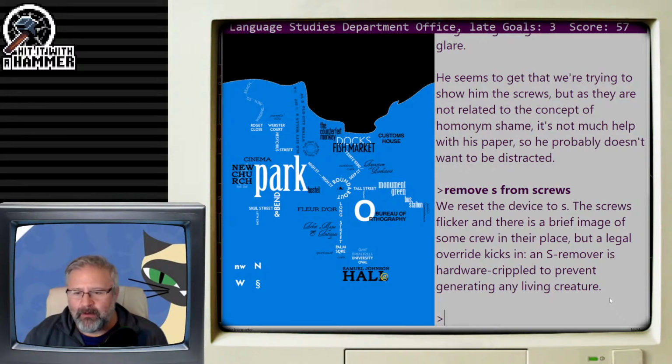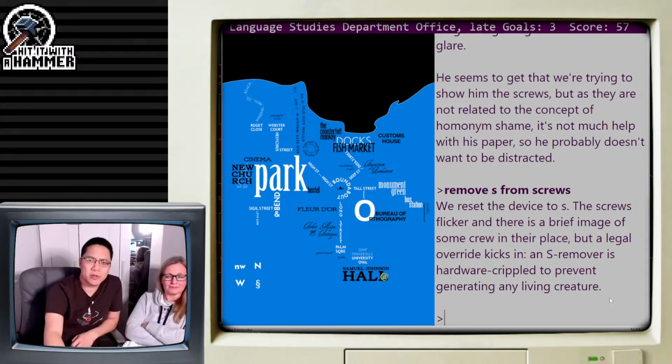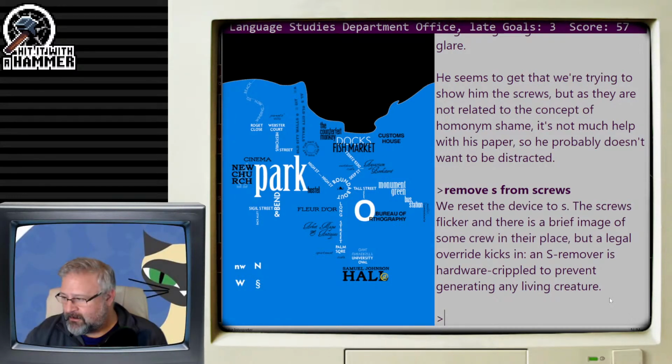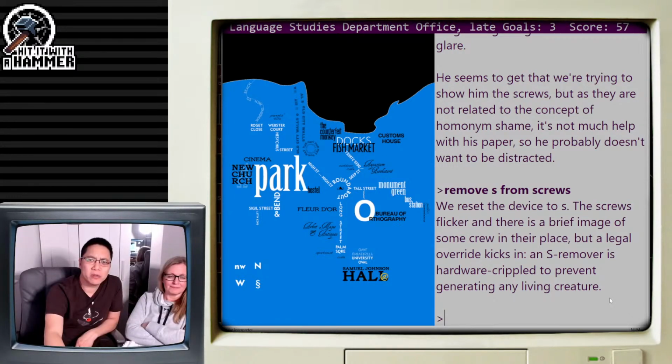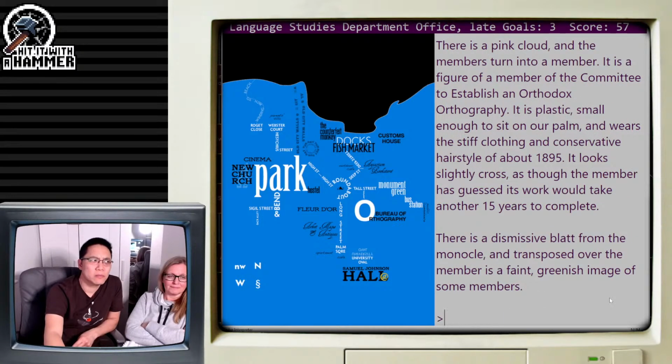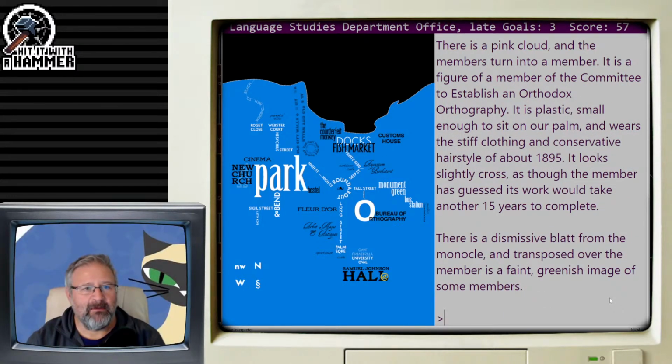If anything, member, I would have thought, would be a more... Yeah, but did we try with that member? Just member. Yeah, so remove the S from members. There's a pink cloud and the members turn into a member. It's a figure of a member of the committee to establish an orthodox orthography. It is plastic, small enough to sit on our palm, and wears the stiff clothing and conservative hairstyle of about 1895. It looks slightly cross, as though the member has guessed its work would take another 15 years to complete.